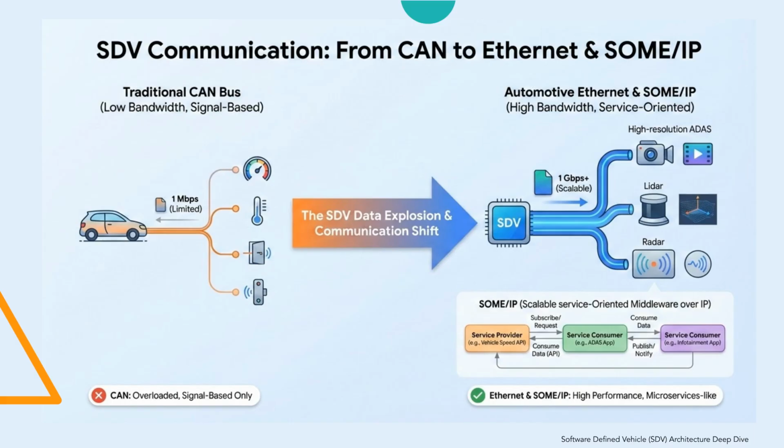This is where SOME/IP comes in, which stands for Scalable Service-Oriented Middleware over IP. Instead of signal-based communication, where ECUs exchange raw signals, we now move to service-based communication. For example, instead of sending raw speed signals, a service can provide vehicle speed as an API. Applications can subscribe, request, or consume services dynamically. This is very similar to microservices architecture in cloud systems. And this shift is critical for building scalable, flexible SDV platforms.